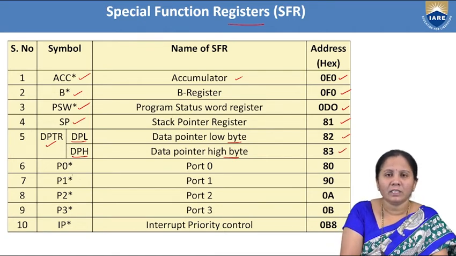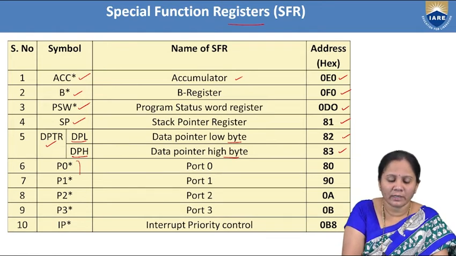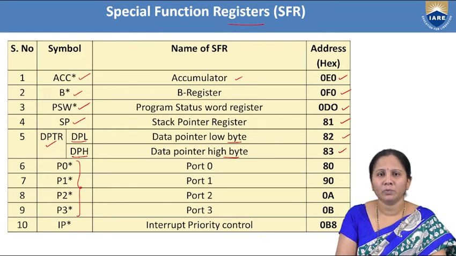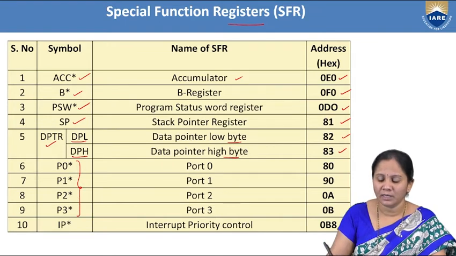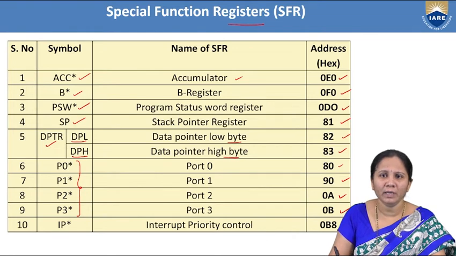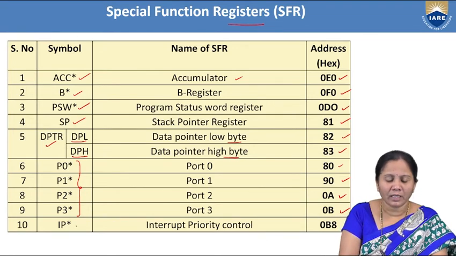The next special function registers are related to the ports. In the 8051 microcontroller, we have 4 ports: port 0, port 1, port 2 and port 3. Each port has its fixed address in the internal RAM address space. For port 0 it is 80H, for port 1 90H, for port 2 0AH, and for port 3 it is 0BH. The next registers are related to the interrupts.